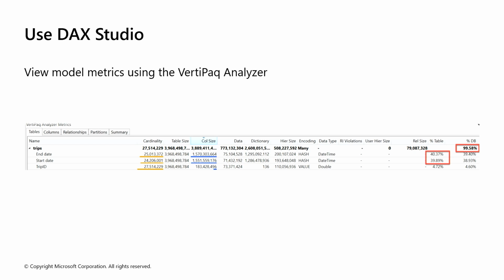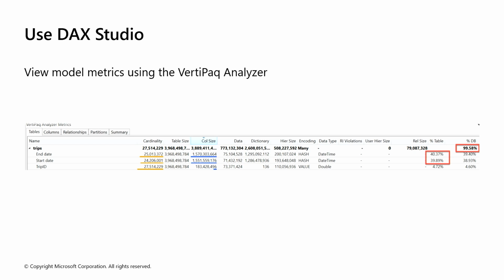Viewing the VertiPaq Analyzer metrics will only be helpful for import or composite models, since direct query models send the query back to the source, not VertiPaq. You can look at the size of the table, columns, and etc. in bytes. The displayed sizes in bytes are evaluated prior to the compression. To view model metrics, launch DAX Studio from the External Tools tab of the ribbon and select View Metrics from the Advanced tab in DAX Studio.